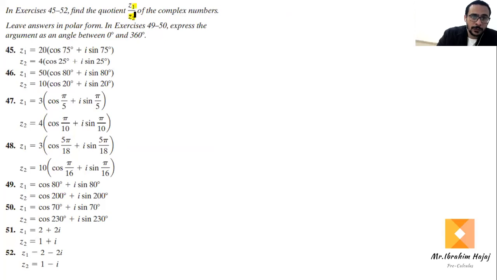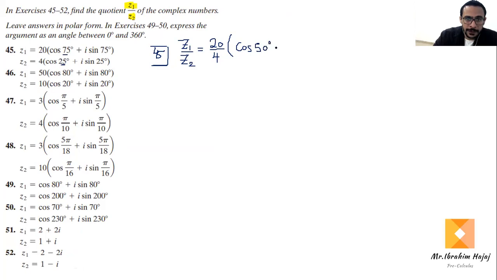Z1 over Z2. Find the quotient. Thank you, Muhammad Misbah. Can I answer? Samir, yes. Okay. Find the quotient of Z1 over Z2. 20 over 4, into cosine 75 minus 25, which means cosine 50. We subtract now, 50 degrees, plus i sine 75 minus 25, which means 50. Again, yeah, thank you.